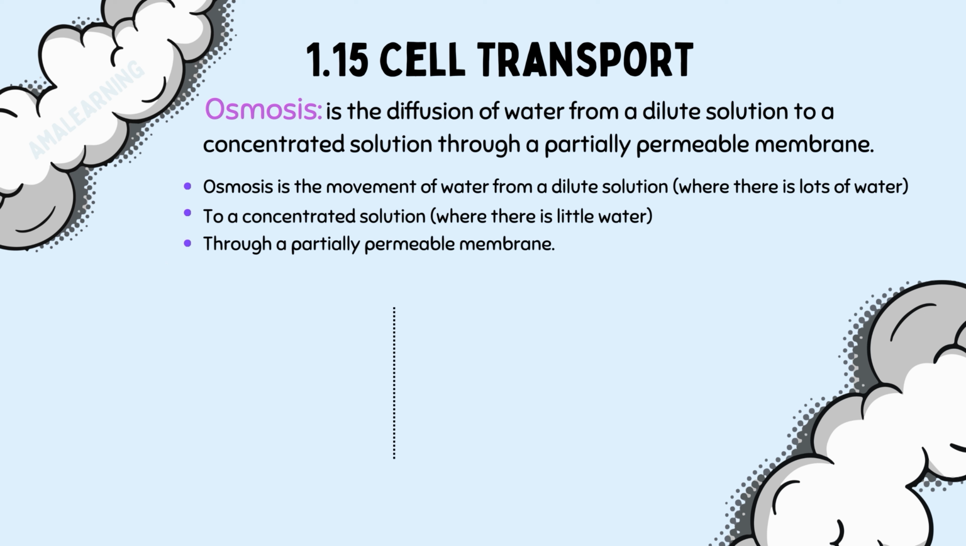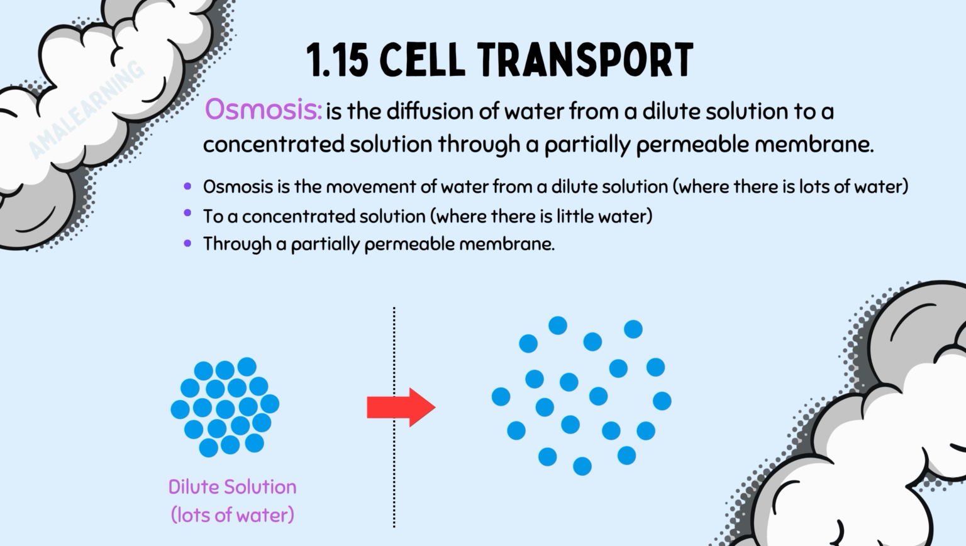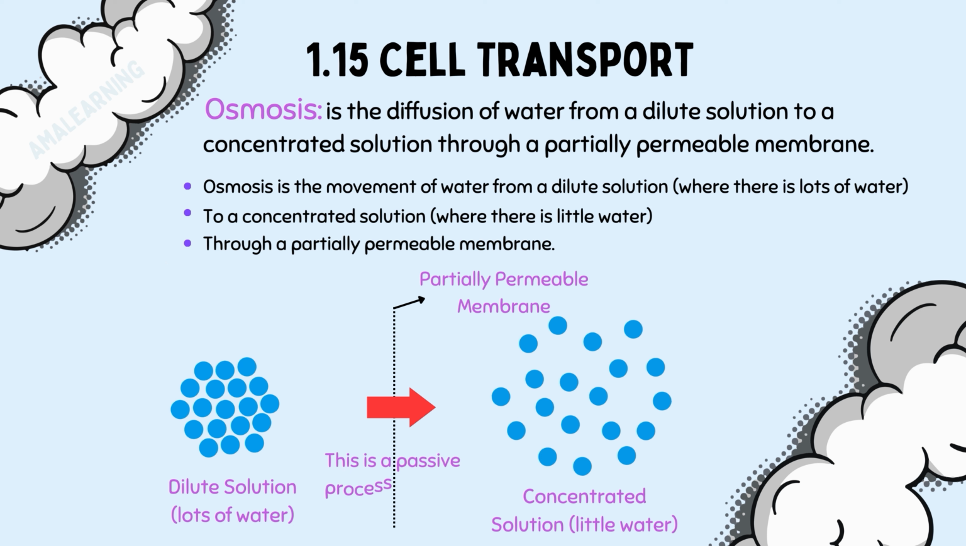The cell membrane has gaps which allows water and small molecules to go through while stopping larger molecules. This is why it is classed as partially permeable. It allows some substances through but not other substances. Osmosis is a passive process.